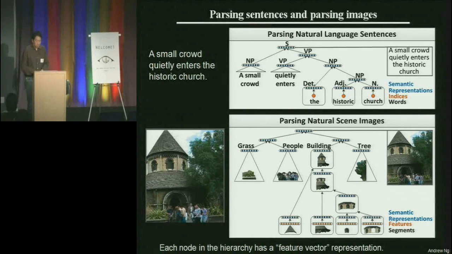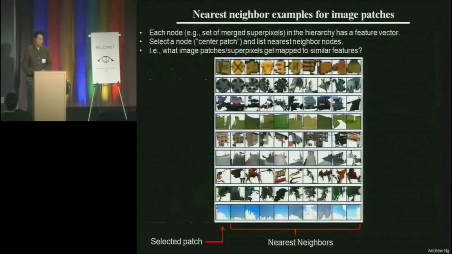The cool thing about this is that each node in the hierarchy has a feature vector representation, right? We started off with features of the bottom-level leaf nodes, and as we merge the leaf nodes to form larger and larger chunks of the image, we're recursively computing a feature vector for every node in this tree. What you can do, therefore, is select a node in your tree and ask what other nodes have features similar to this node that I just selected. This figure shows that. On the leftmost is the patch where we selected a node on the tree and looked at the superpixel, or union of superpixels, in that node. Then we looked through our large database of images and asked what other image patches get mapped to the most similar feature vector as this one. The 9 images on the right are the most similar neighbors.